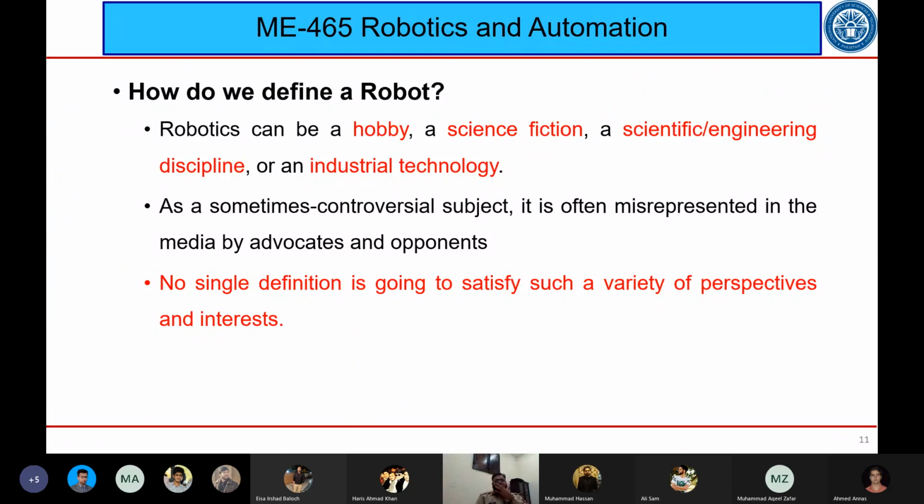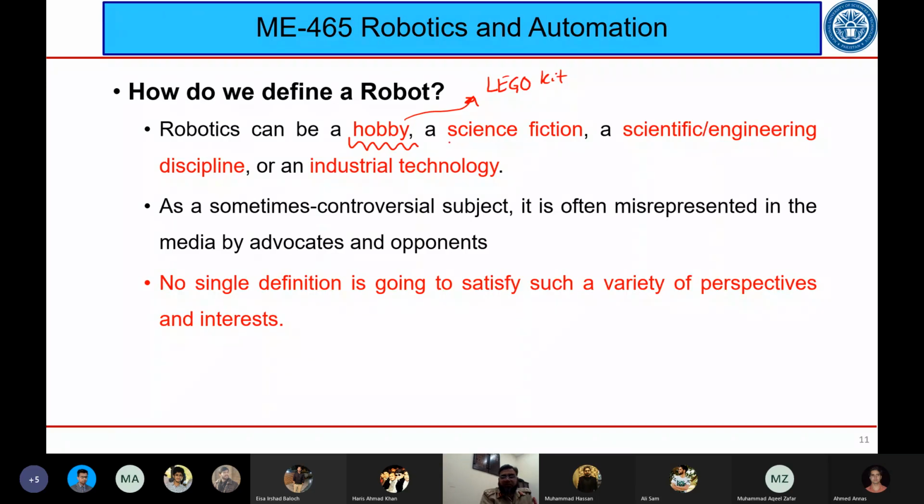So let us now see how people define a robot. Some people say that it's a hobby. Robotics is a hobby. You have a kit, you can make a robot, just like you people must have used a Lego. So Lego kits are available, and there are so many other robotics kits available.